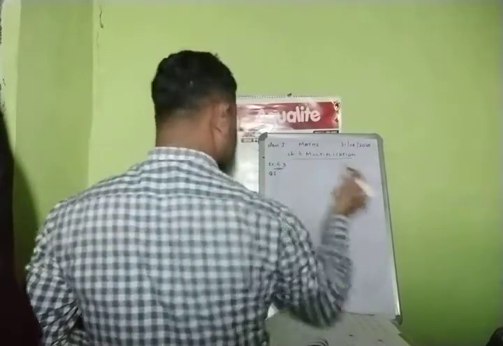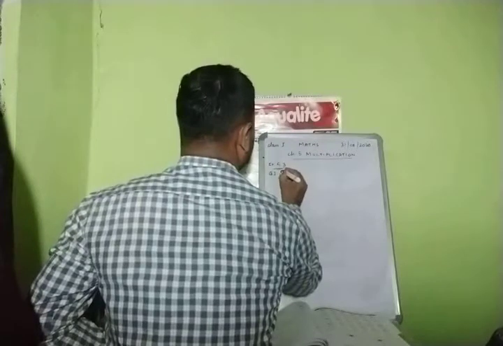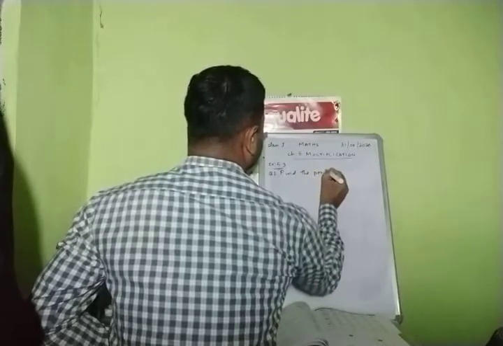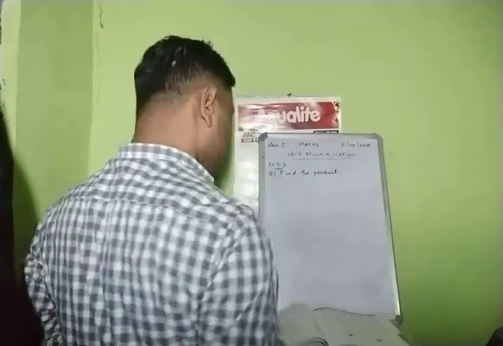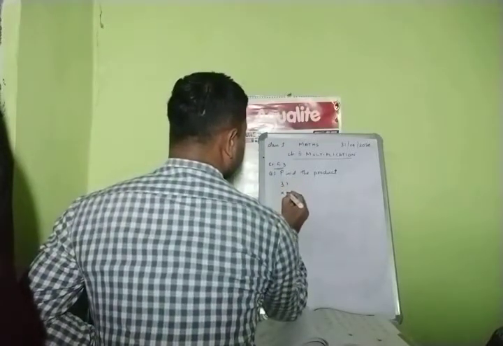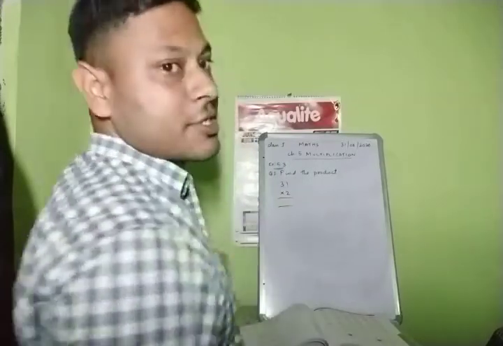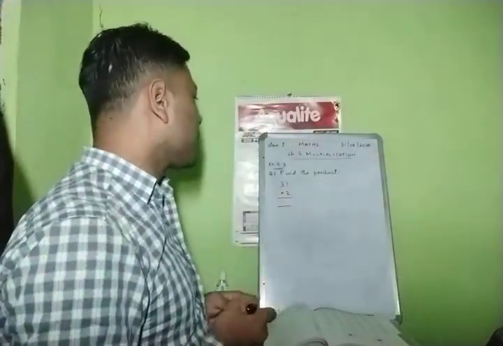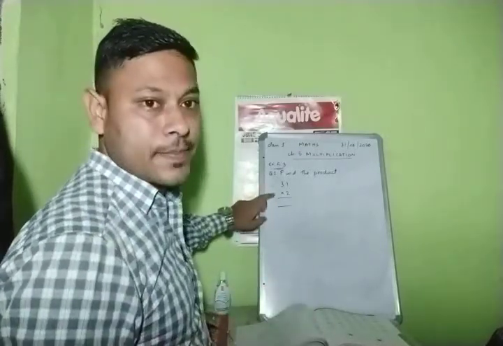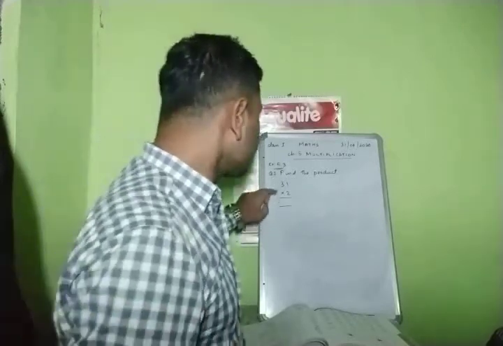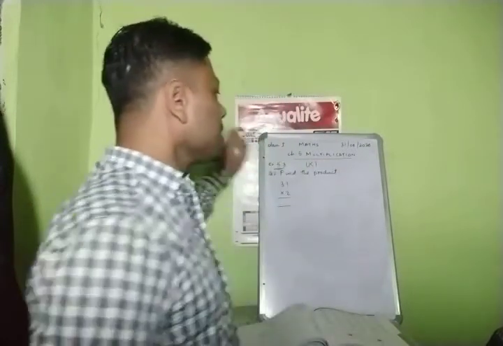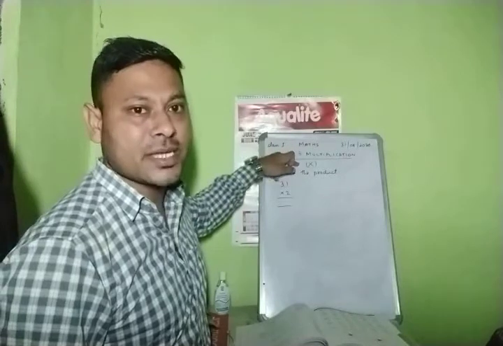Question number 1 says that find the product. So, first question is 31 into 2. This is your question. While we talk about multiplication, usually we find this type of question. What is the sign of multiplication? A cross. When we see cross, that means it is multiplication.